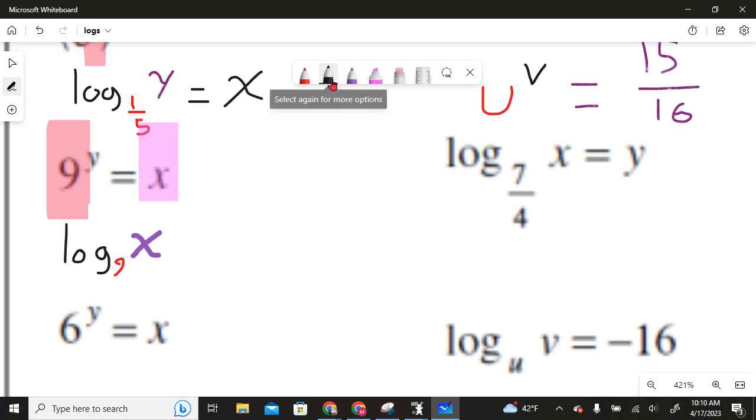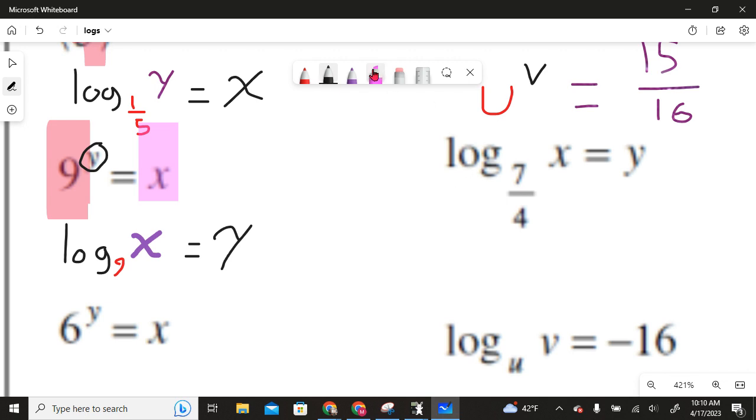All right. On the other side now, you put your exponent that you were taking your original base to, that being our y here. So we got log base 9 of x equals y. That's definitely a mouthful. Sorry about that.